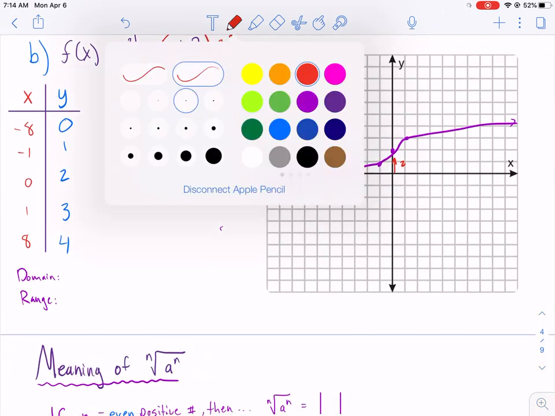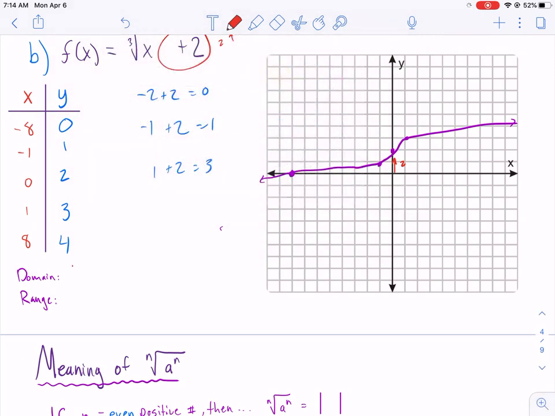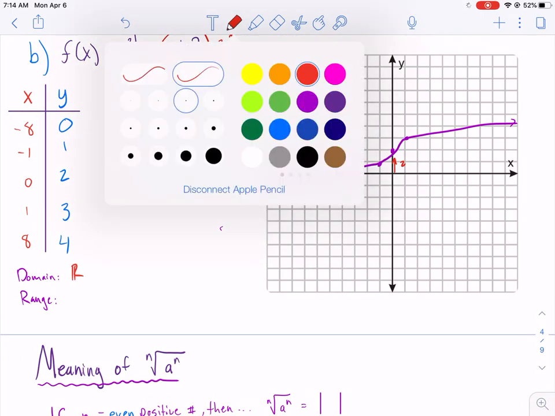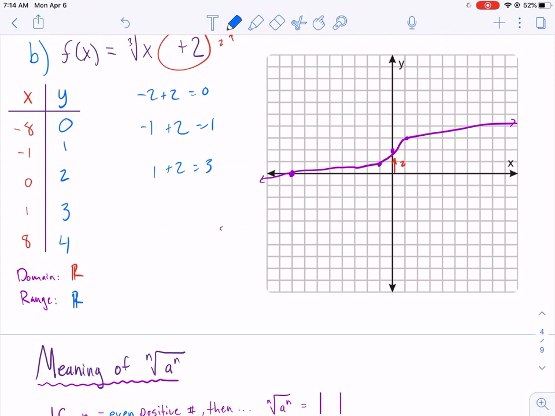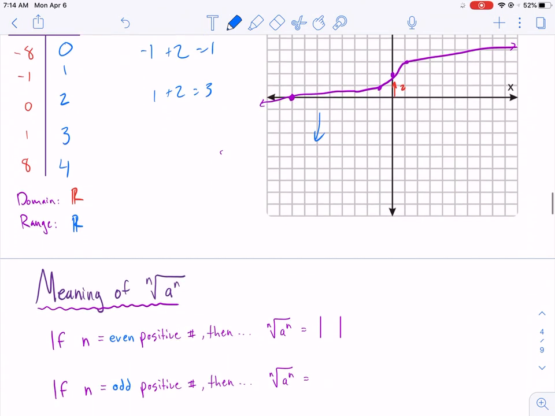So domain and range, how is it affected? It's really not affected much. The domain is still going to be all reals, and the range is still going to be all reals because it's going to go up and down forever, and it's going to go left and right forever. Everything's just shifted up, and that's the only difference.